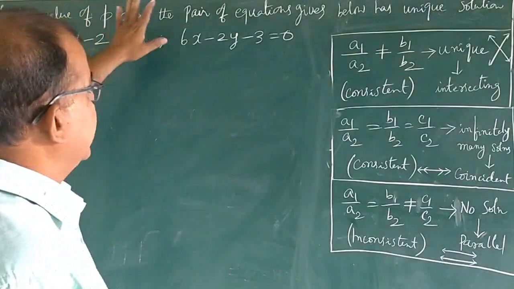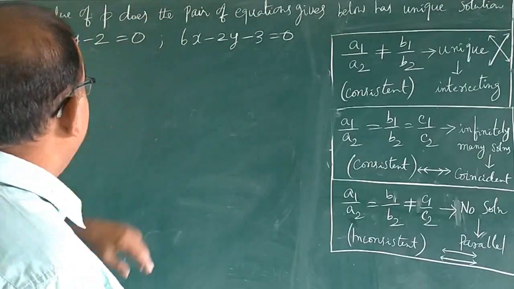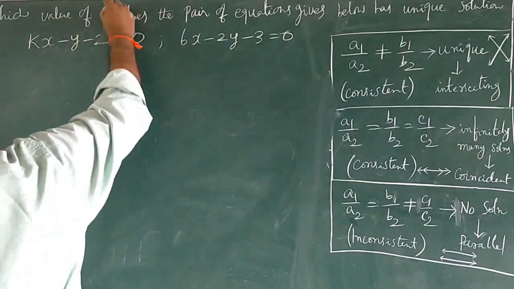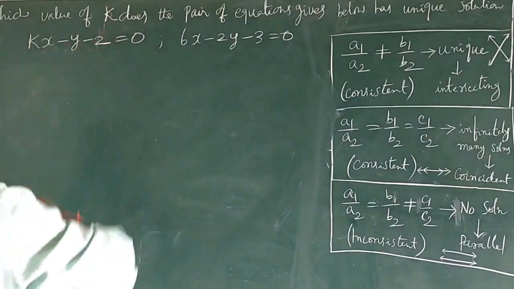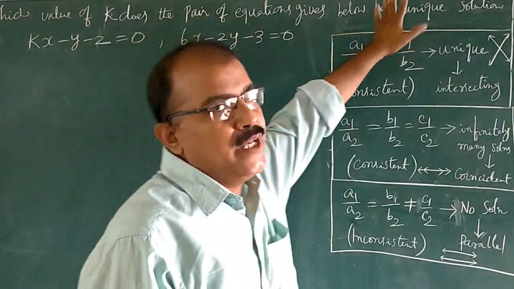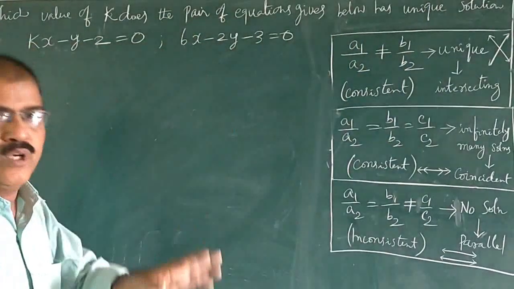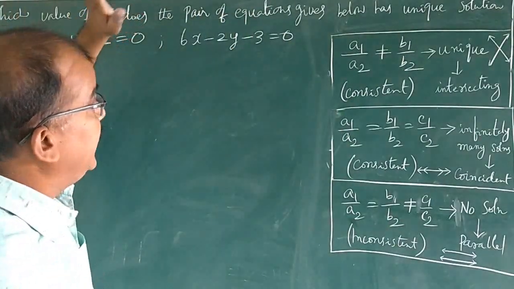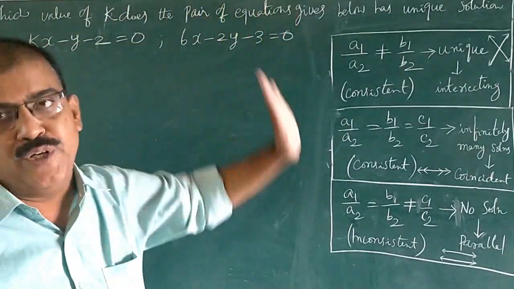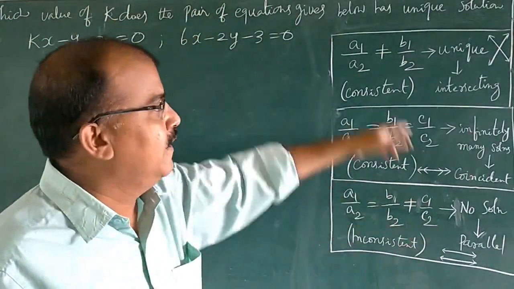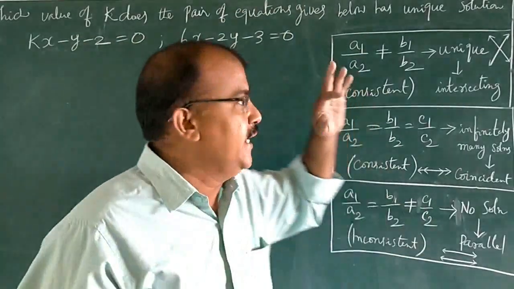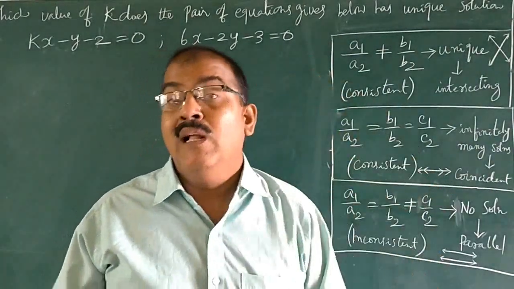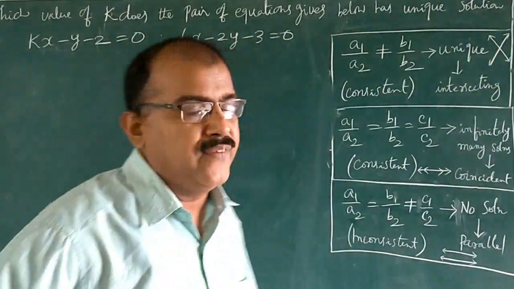For which value of k does the pair of equations given below have a unique solution? So same model like before. For which value of k does the pair of equations given below have a unique solution? If it is a unique solution, we should take this condition. What is the condition? a1 by a2 is not equal to b1 by b2. Then only we can find the k value.